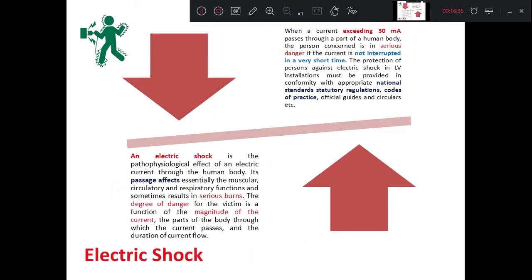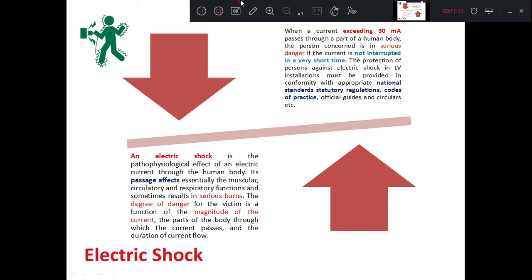Then, what do you mean by electrical shock? Electrical shock is the pathophysiological effect of an electrical current through the human body. Its passage affects essentially the muscular, circulatory as well as respiratory function and sometimes results in serious burns. The degree of danger for the victim is a function of the magnitude of the current. If the magnitude of current is heavy, it has more effect on a human body. That is what we call electrical shock.